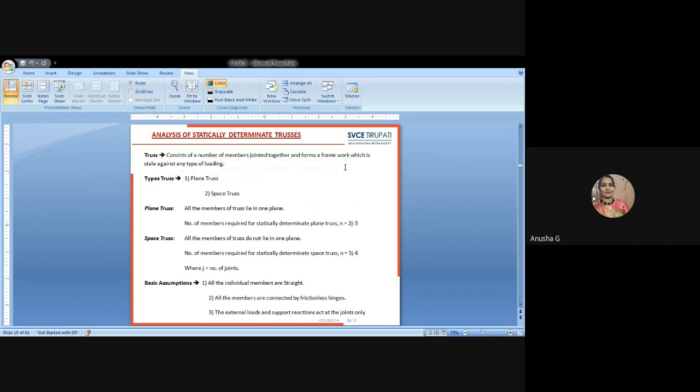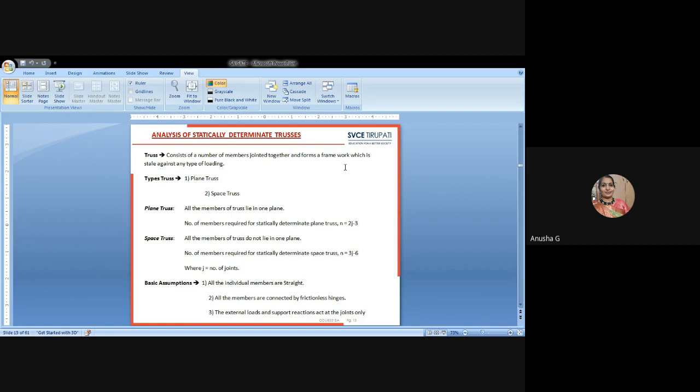Now we'll go for the next one, the space truss. All the members of the truss do not lie in one plane, and the number of members required for a statically determinate space truss is n equals 3j minus 6, where j is the number of joints. This is one of the formulas to be used here.